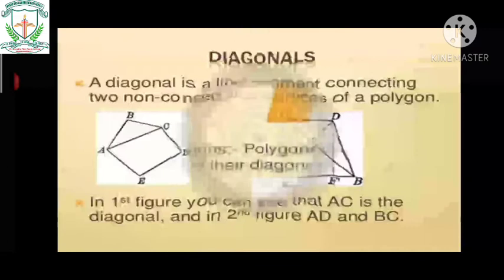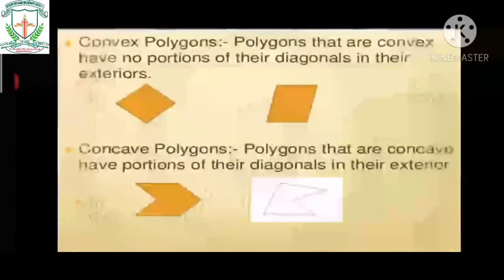Then next we'll understand the types of polygons. In that, first one is convex polygon. All interior angles are less than 180 degrees. What is 180 degrees? It is a straight angle.